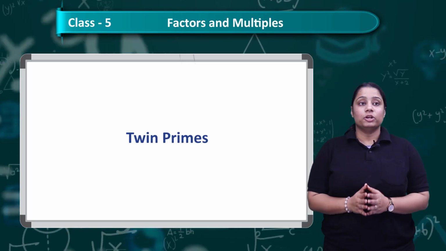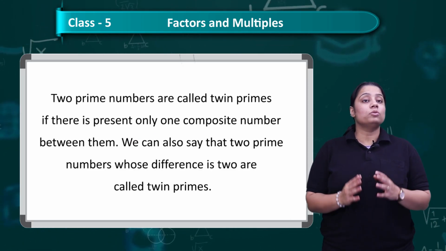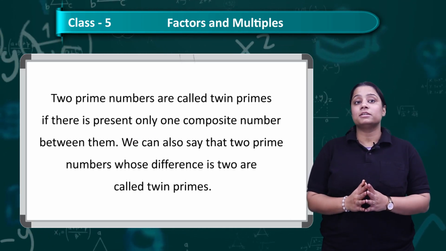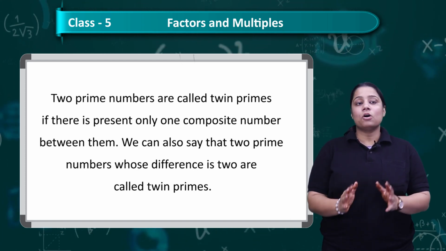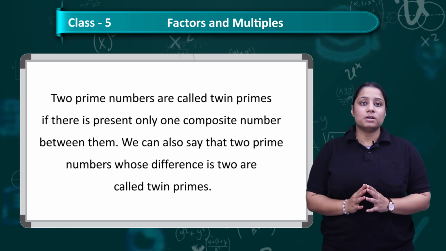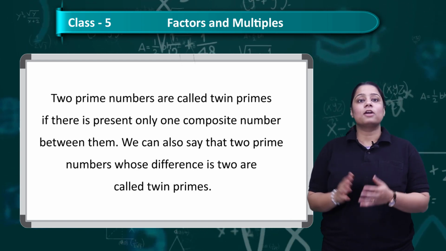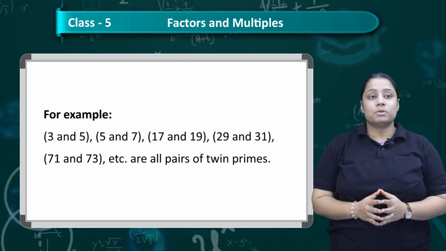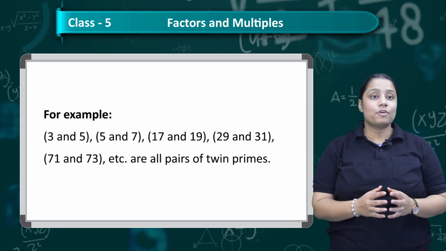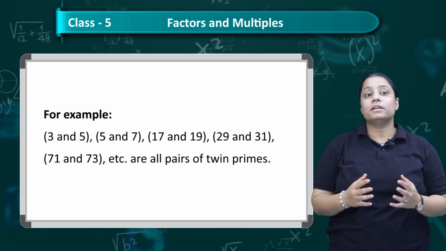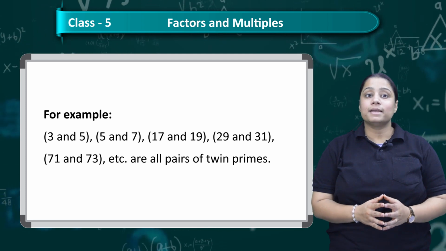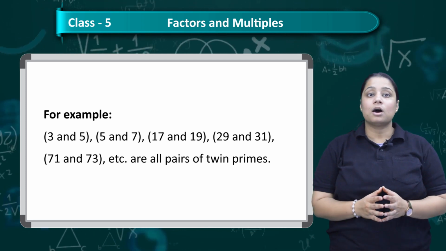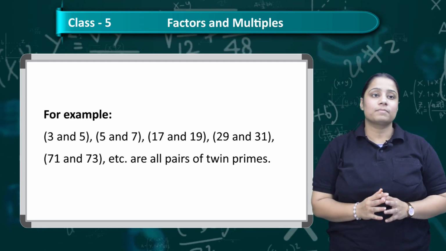Twin primes. Two prime numbers are called twin primes if there is only one composite number between them. We can also say that two prime numbers whose difference is 2 are called twin primes. For example, 3 and 5, 5 and 7, 17 and 19, 29 and 31, 71 and 73, etc. are all pairs of twin primes.